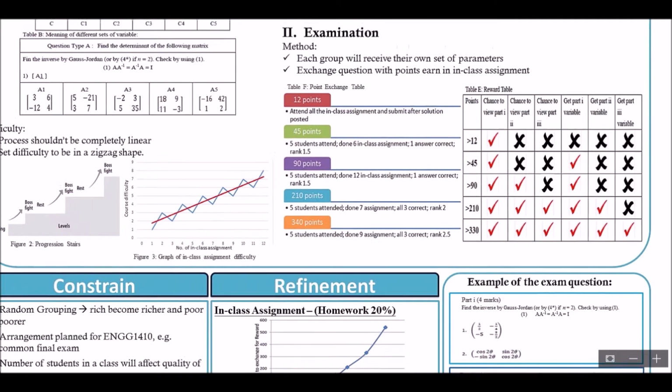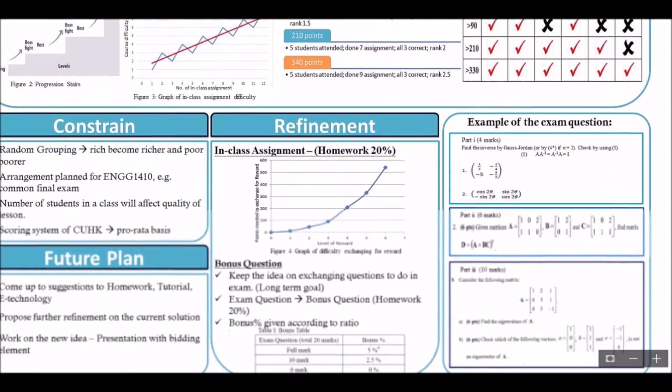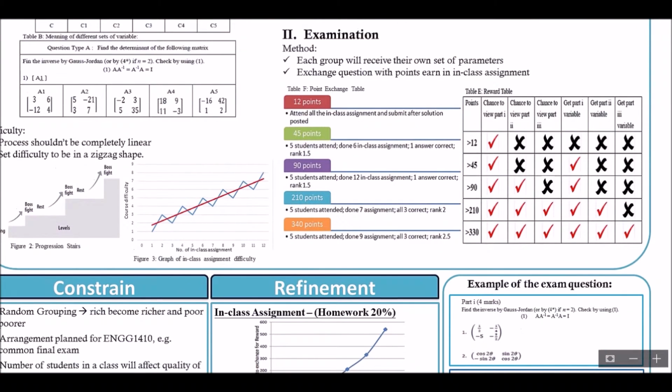There are 5 levels for students to exchange the questions. Level 1 is 12 points, which is very easy to achieve. Once the student finds the next level is also workable and easy to achieve, that will encourage them to work harder and gain more points. Since the marks contained in exam question part 3 are larger than part 1 or part 2, we want to keep the difficulty of gaining part 3. Therefore, the gap between level 3 and level 4 will be bigger.